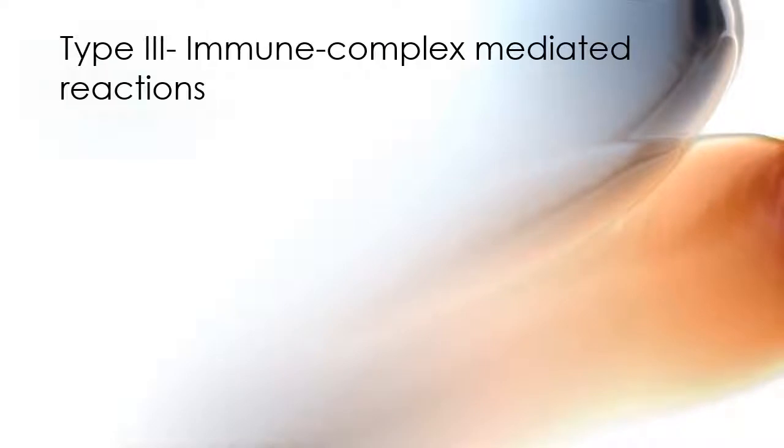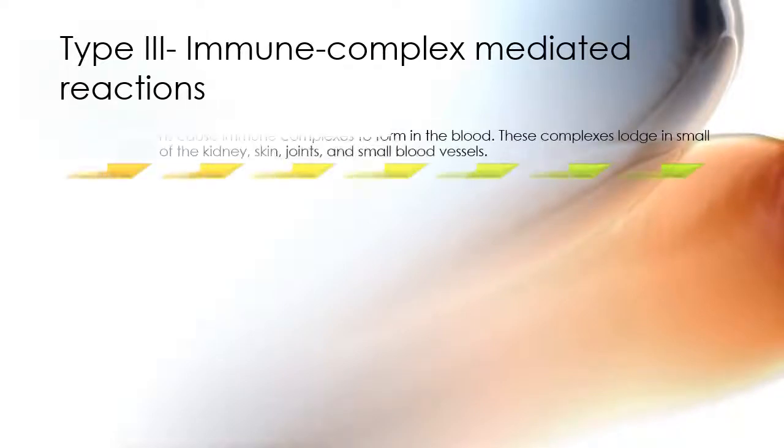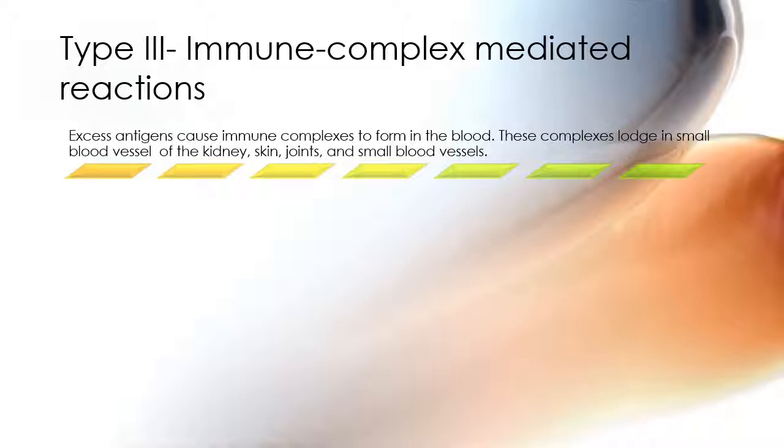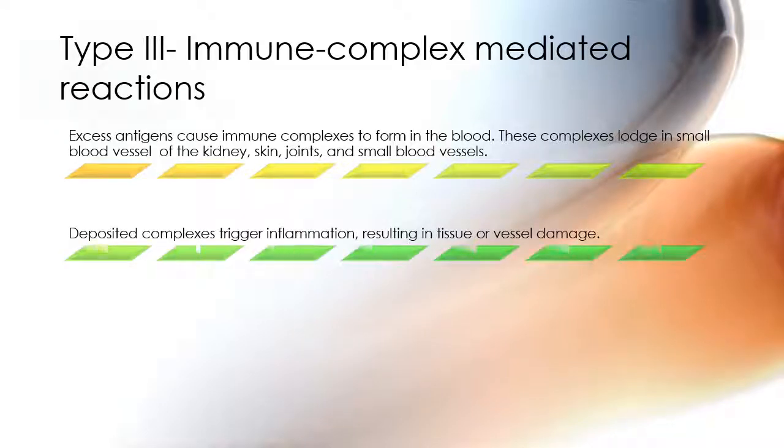Type 3 immune complex mediated reactions. Excess antigens cause immune complexes to form in the blood. These complexes lodge in small blood vessels of the kidney, skin, joints, and other small blood vessels. Deposited complexes trigger inflammation, resulting in tissue or vessel damage.